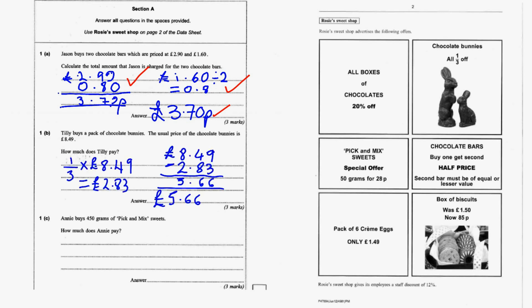Okay, let's have a look at the solution in front of you. Now remember, it's a third off the original price. So the usual price of the chocolate bunny is £8.49. It's a third off. Remember, in maths, when you say "of" something, it means multiply. So it's a third, 1 divided by 3, times 8.49, which equals £2.83. So that is the third off.